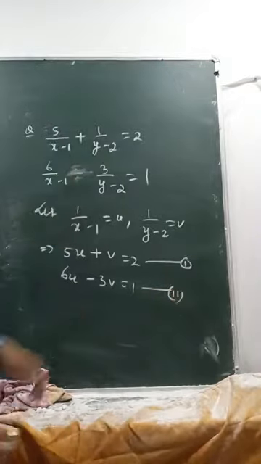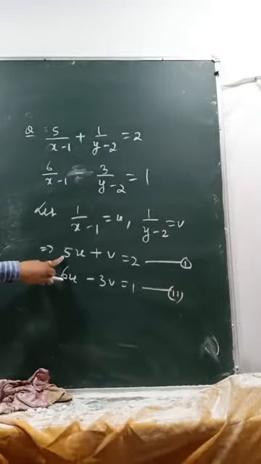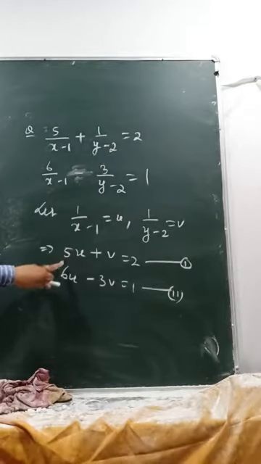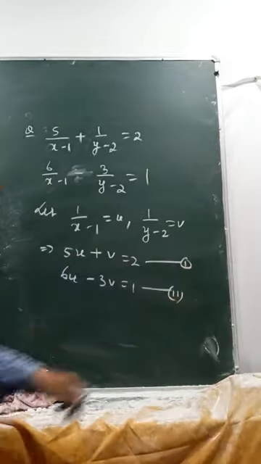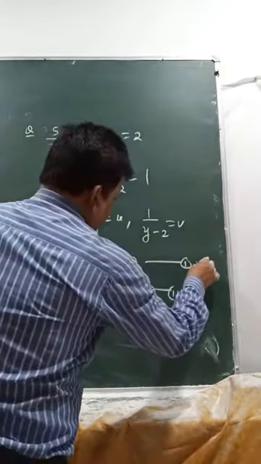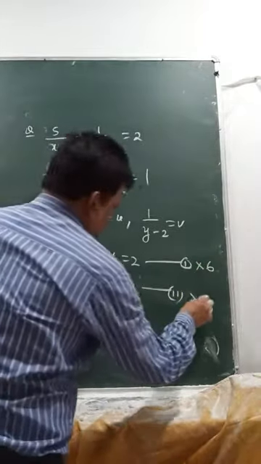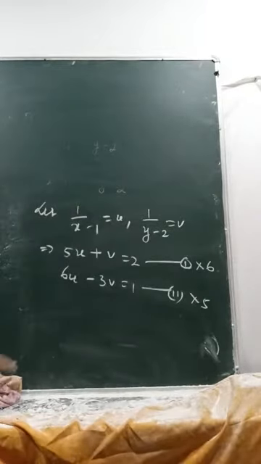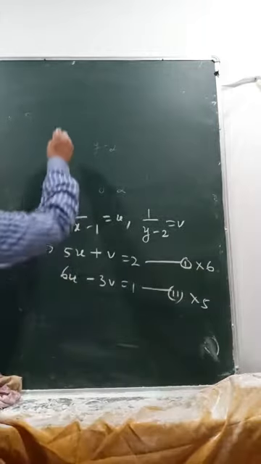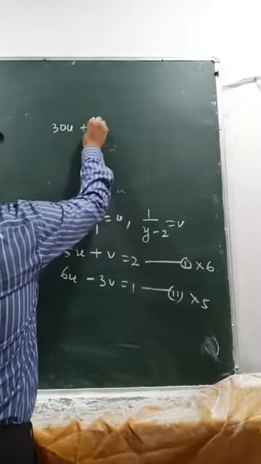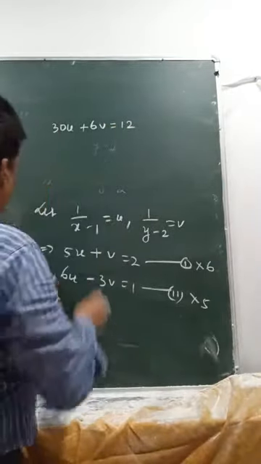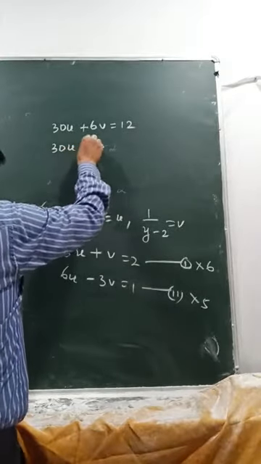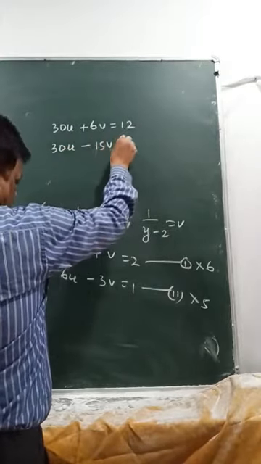Observe what you have to do. Equalize the coefficient. What do you have to multiply? Cross. 6 I have to multiply here, 5 I have to multiply here. So directly I can write here 6, here it is 5. So what will you get? 6 5s are 30u plus 6v equals 12. 30u minus 15v equals 5.